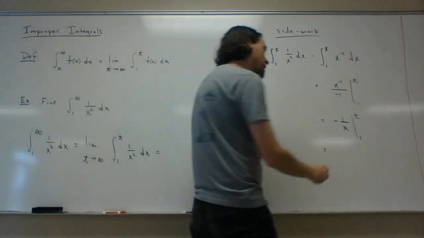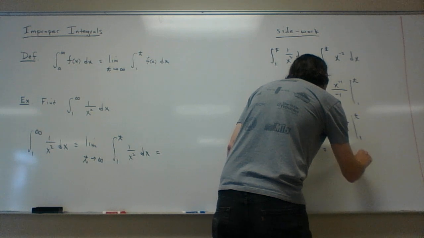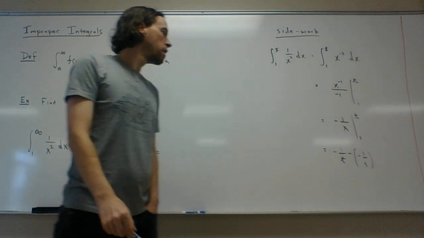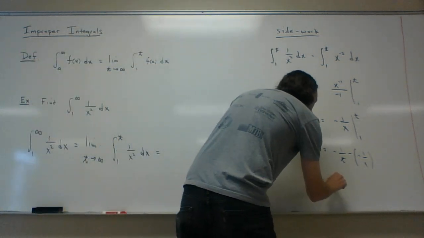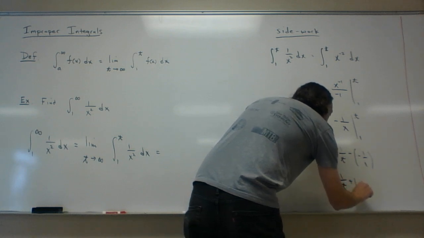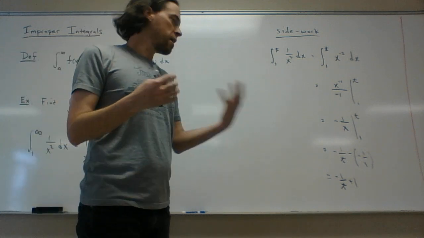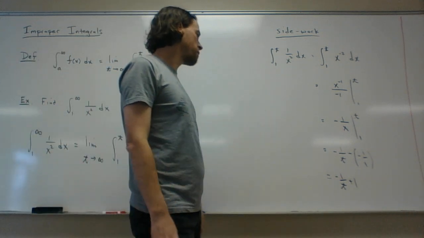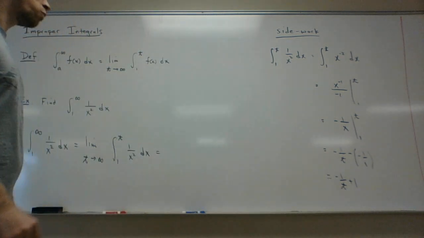And let's do that now. So we get negative 1 over t minus negative 1 over 1. And of course, that's the same as negative 1 over t plus 1. So this integral comes out to negative 1 over t plus 1.